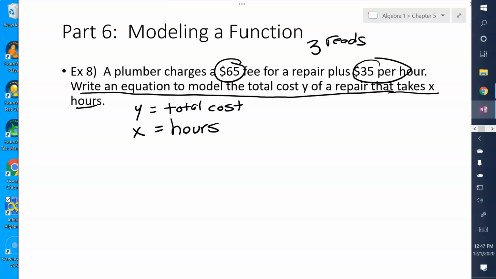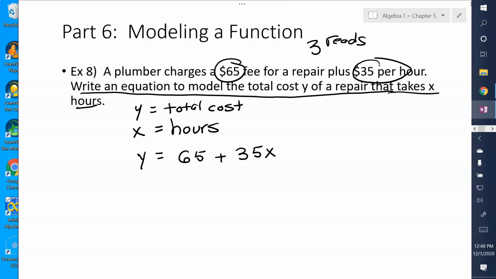And I know that the plumber is going to charge a $65 fee just to come to your place. And then for every hour that they're there, they charge another $35. So that's where I'm getting my 65. That's the amount just to come. And then every hour they're there is 35. So I'm going to multiply 35 by x.